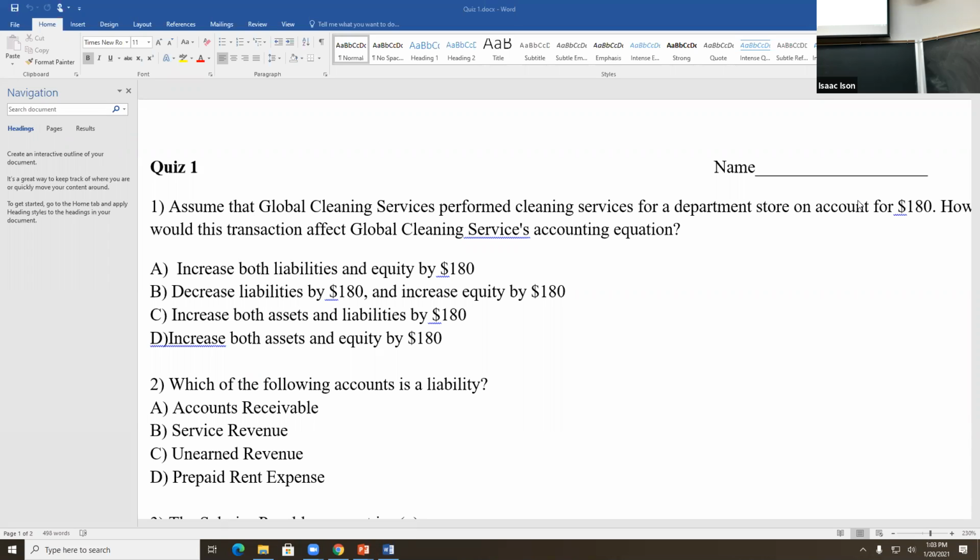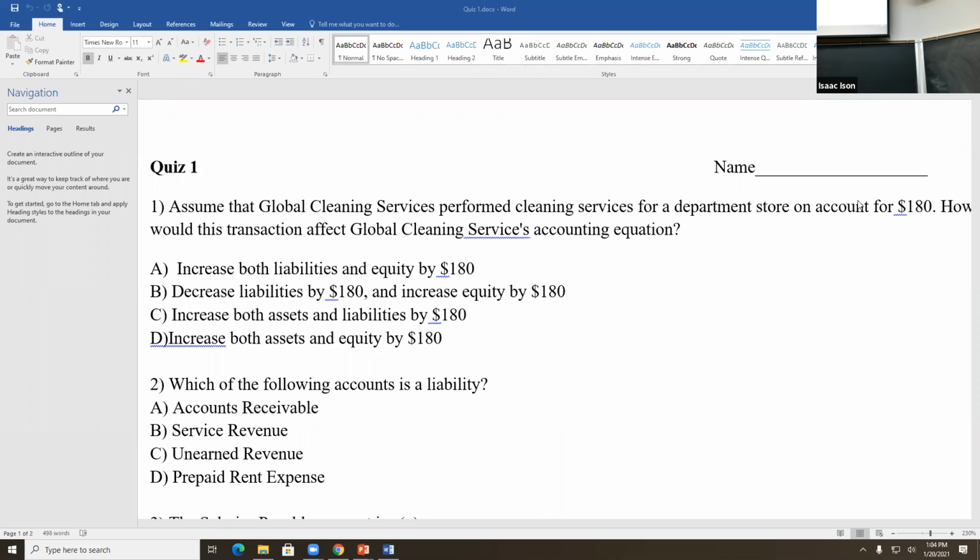And then it says we did it on account. So does that mean we actually received cash? No, we just received an IOU, right? And so we call that in accounting accounts receivable. So our accounts receivable are going to increase, which is an asset, right? We have future value. And then our service revenue is going to increase equity.